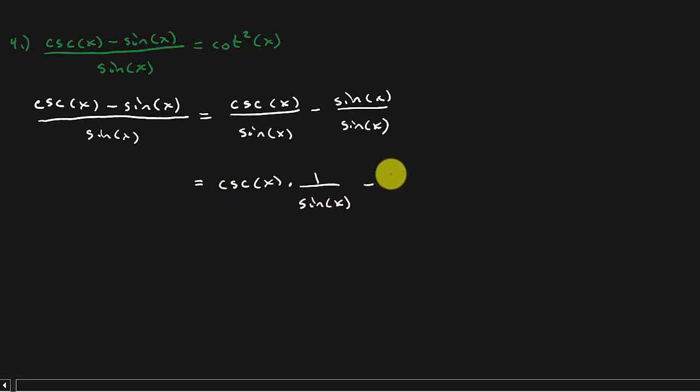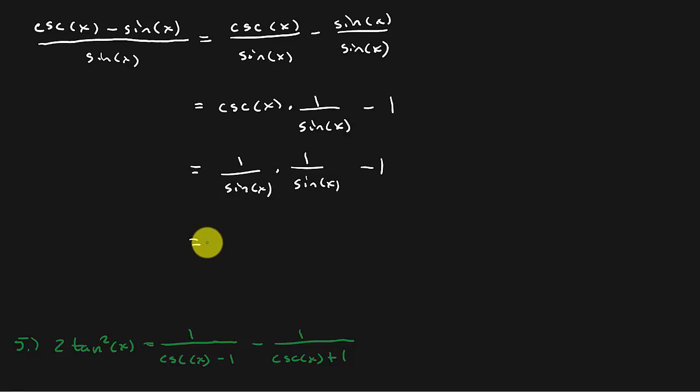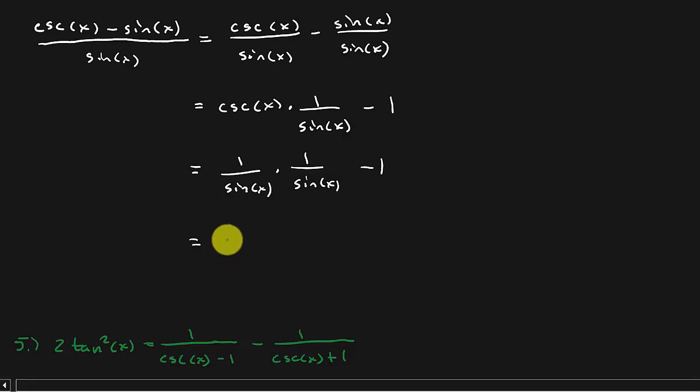See that? Minus 1. Because look, if I multiply this back out, cosecant times 1 over sine is just cosecant over sine. And so what I'm going to do now is write cosecant as 1 over sine times 1 over sine minus 1. And so what is this going to give me? That's cosecant squared minus 1. You see that? Cosecant squared minus 1.